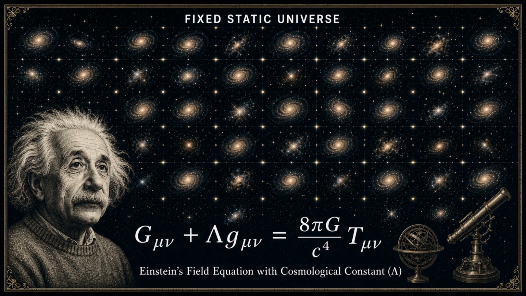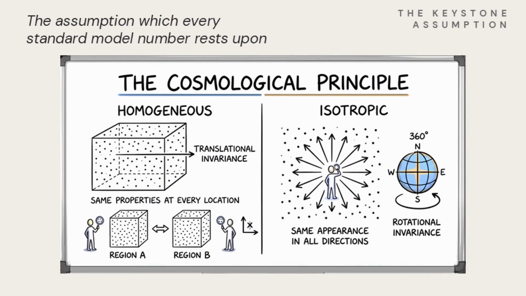First, a simplifying assumption he called the cosmological principle, that the universe at large scales looks the same everywhere and in every direction, with no center and no preferred direction. Second, a mathematical term, the Greek letter lambda, the cosmological constant, added to the equations to counteract their dynamic tendency.